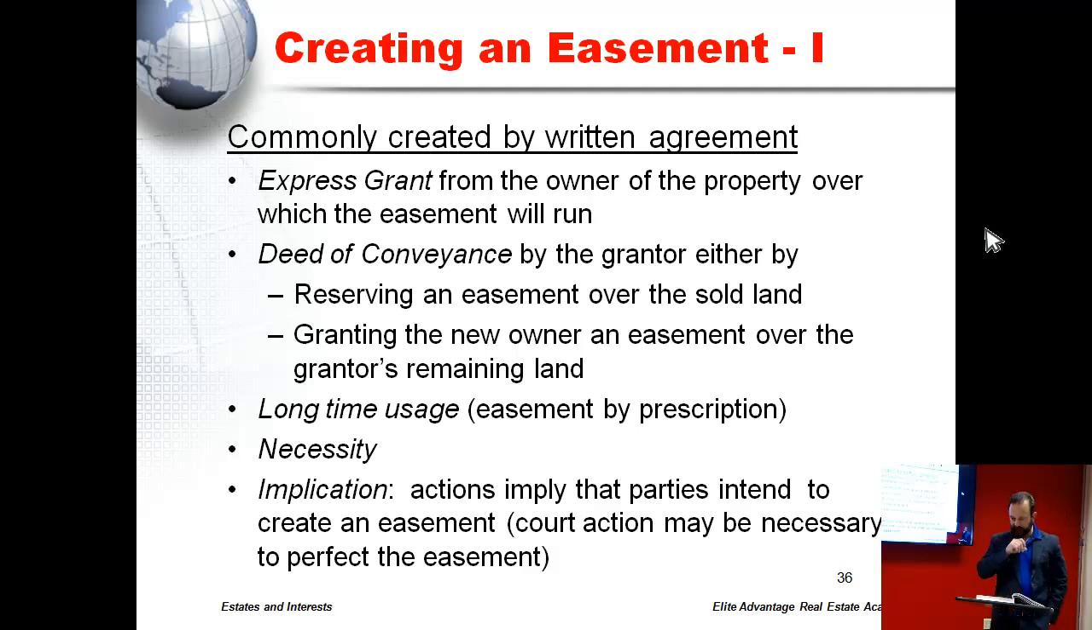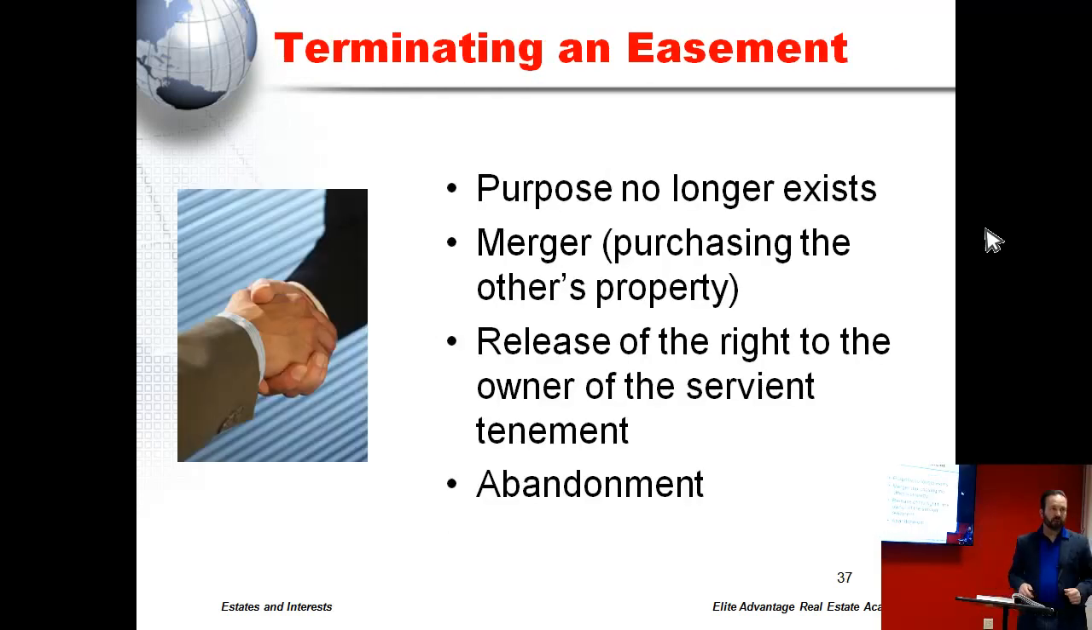Now, on page 79 top, terminating an easement. Easements may be terminated, for example, when the purpose for which the easement was created ends, or by merger of the property. In other words, if you buy the neighbor out and you buy the property, the easement goes away because you don't need it. Or release of the right of the owner of the servient tenant or tenement. Or, of course, by abandonment.